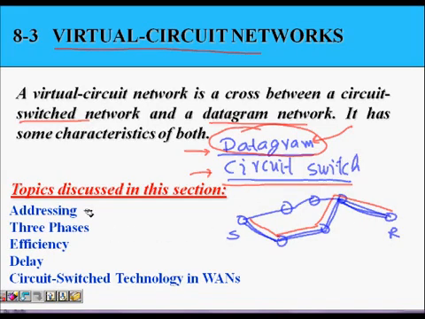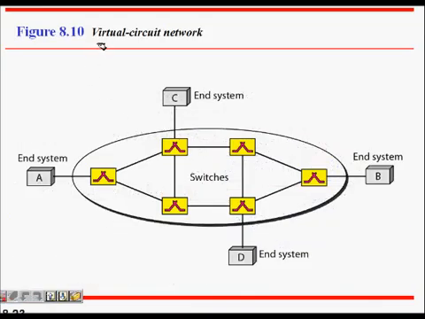For this we have three phases. There is a call setup phase, then a data transfer phase, and then a tear down, and the efficiency is good. What is the delay? We will look at it. Let's look at this example. This is the switching network, and you can assume these are routers. The end systems are A, B, C and D. They can send packets to each other.